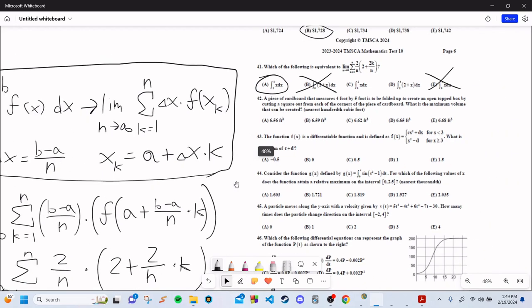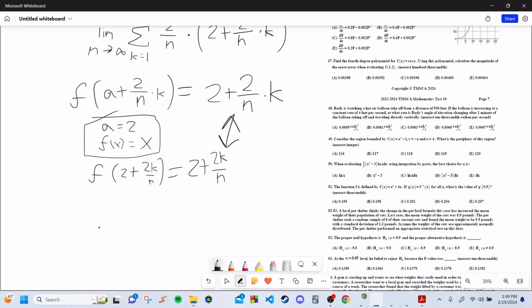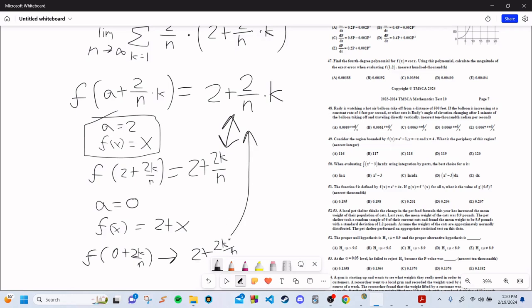Now, there are different possible solutions as well. Another solution that would have worked is if a was 0 and f of x was 2 plus x, because then if we took f of 0 plus 2k over n, we would get 2 plus 2k over n, which would also be valid.